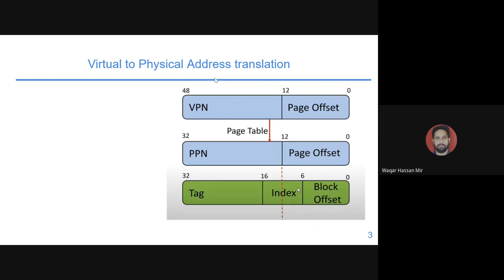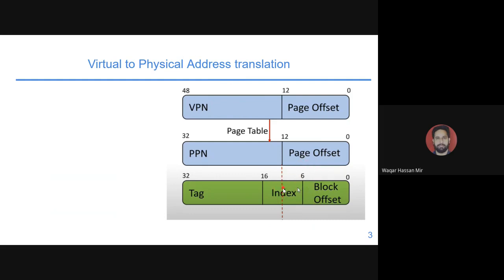During the translation phase, it will be converted into a 32-bit physical address. The beauty here is that the page offset bits are not changing. And when we map the same 32-bit address to the last level cache, as our last level cache is a physically addressed cache, we see that of the 12 bits which are not changing, nearly 6 index bits are visible.